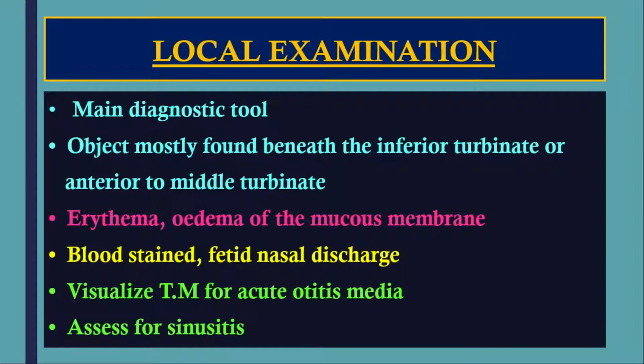When local examination is carried out, it's the main diagnostic tool. Usually the foreign body is manifest and one can see it easily. Sometimes it's pushed far beyond the usual visual field and it can be recovered from the posterior part of the nasal cavity or the nasopharynx. The object is mostly found beneath the inferior turbinate or between the anterior and middle turbinate, whereas it causes edema of the mucous membrane as well, and blood-stained fetid nasal discharge.